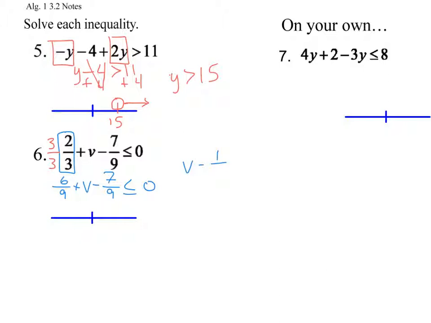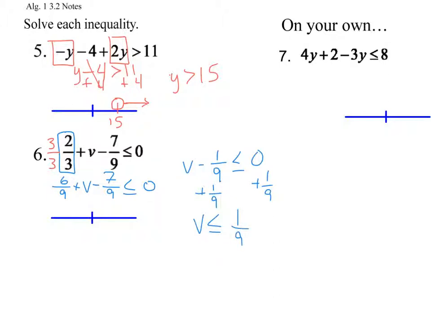Okay, I've got a negative 1/9 sitting there, which is less than or equal to 0. Alright. Once I get to this point, all I need to do is add 1/9 to both sides of my inequality. And then I'm going to end up with v is less than or equal to 1 over 9.